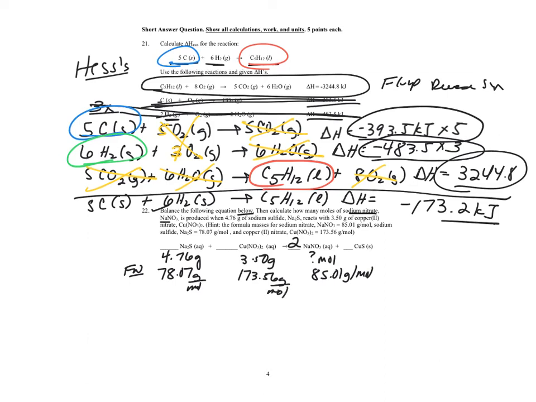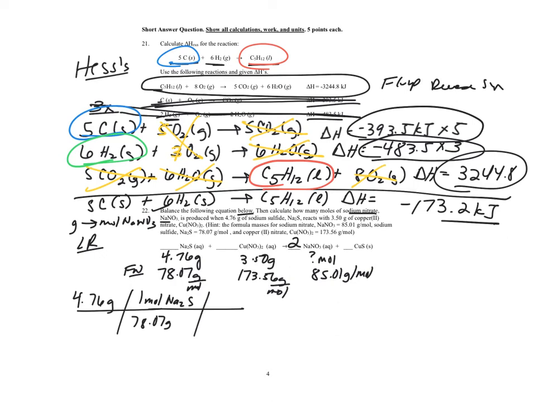Since we're given both amounts, this is a limiting reactant problem, and so we're going to have to convert the grams of each to moles of the product, sodium nitrate. So you should take 4.76 grams, and then you would do 78.07 grams for 1 mole of sodium sulfide, and then for 1 mole of sodium sulfide, you get 2 moles of product. Okay, and we'll just call this P. And that works out to be 0.1219 mole of sodium nitrate, which is the product.